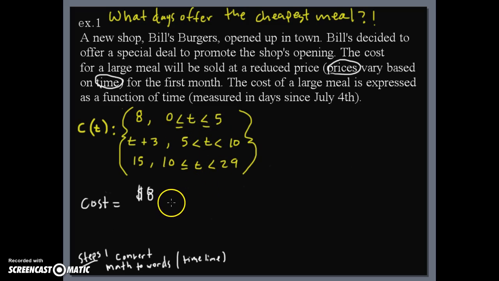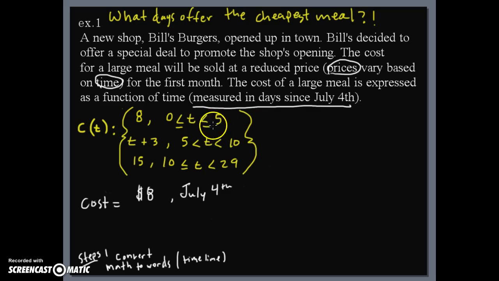Now what do these numbers over here mean? So we know that the cost is $8 from 0 to 5, and 0 and 5 are both included. So what is 0 and 5? Well, it says that we're measuring time from July 4th. So 0 would be 0 days from July 4th, which would be July 4th. So we can say that if we go on July 4th, we're going to pay $8 for the large meal, right? However, this isn't the only day that we're going to pay $8. We're going to pay $8 between 0 and 5 days from the 4th.